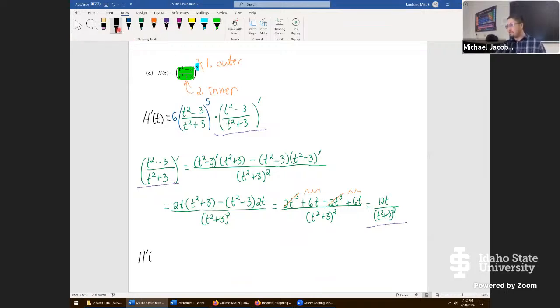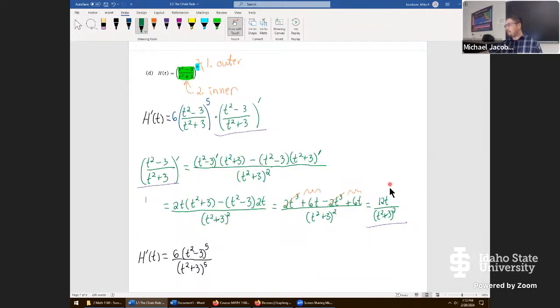So h prime of t equals, I'll go to black on things we're just copying in. There'll be 6 times, and simplifying on this one is a little bit non-standard. You actually want to raise the numerator to the 5th power. So t squared minus 3 to the 5th power, and raise the denominator to the 5th power. It'll make sense why we want to do this in just a moment. t squared plus 3 to the 5th power. So I've raised numerator here, denominator to the 5th power.